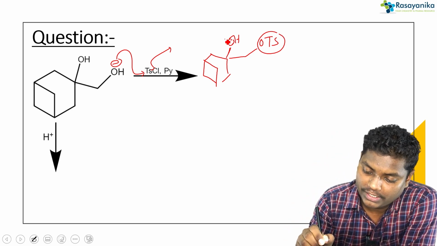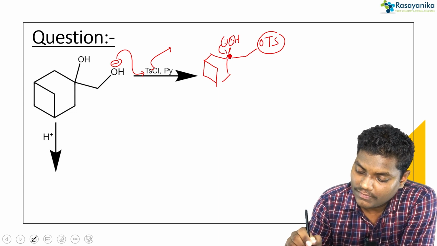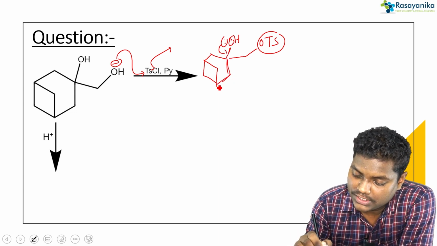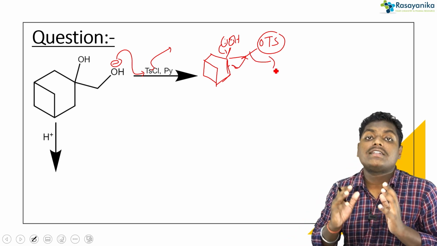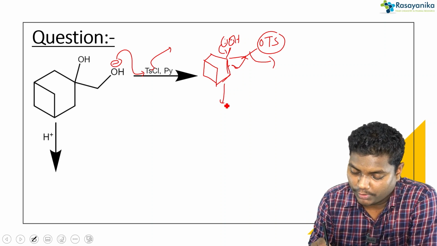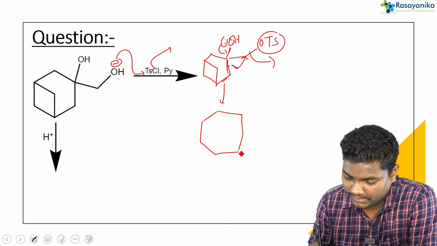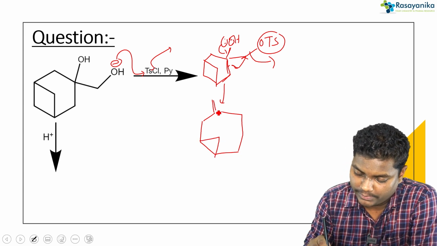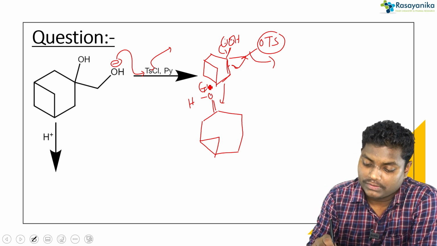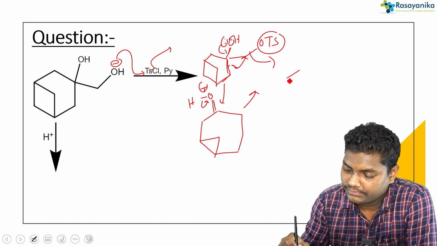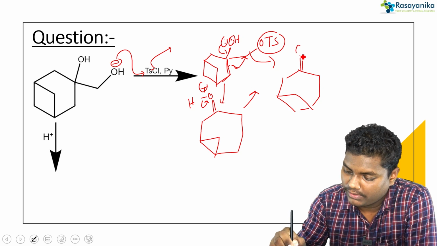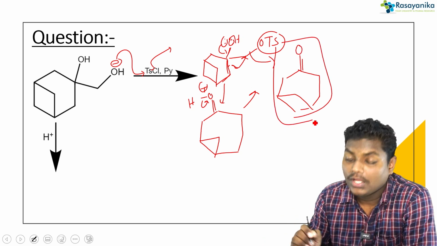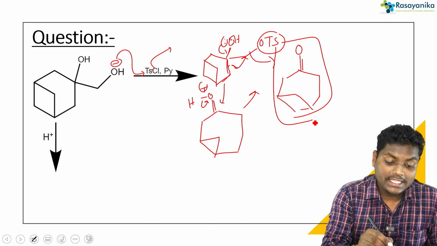The similar thing will happen. This lone pair will push, and since it is a symmetric system, this group will migrate. So eventually we will be forming a 7-membered ring. We'll be having a double bond over here. Now this will collapse, so we'll be getting this double bond, we'll be getting this compound. Now let's say we want to do the similar reaction in the acidic medium.